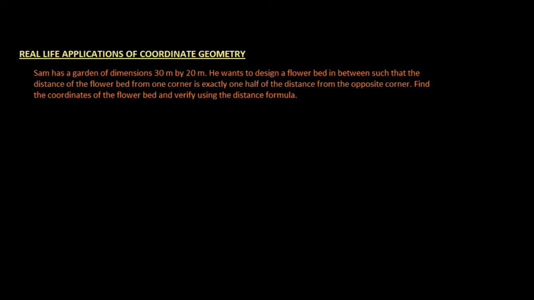And this is the last question that we have for the day. Sam has a garden of dimensions 30 meters by 20 meters. He wants to design a flower bed in between the garden such that the distance of the flower bed from one corner is exactly one half of the distance from the opposite corner. Find the coordinates of the flower bed and verify using the distance formula.